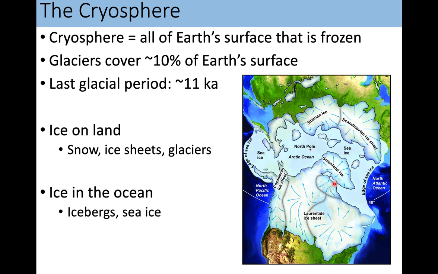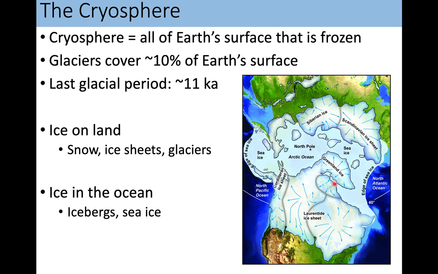So technically we are in an ice age because we do have ice on Earth all year. That is the definition of an ice age, but we're in the receding period where the ice, of course, is getting smaller, covering less area. So there's really two types of ice on Earth. We think about ice that we have on land, and then also ice that we have in the ocean.